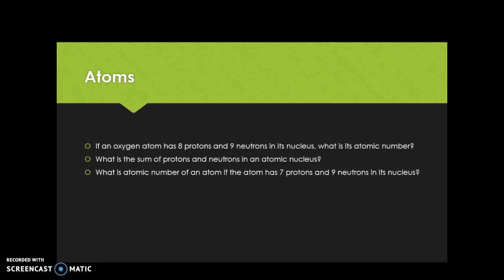If an oxygen atom has 8 protons and 9 neutrons in the nucleus, what is the atomic number? What is the sum of protons and neutrons in an atomic nucleus? What is the atomic number of an atom if the atom has 7 protons and 9 neutrons in its nucleus?